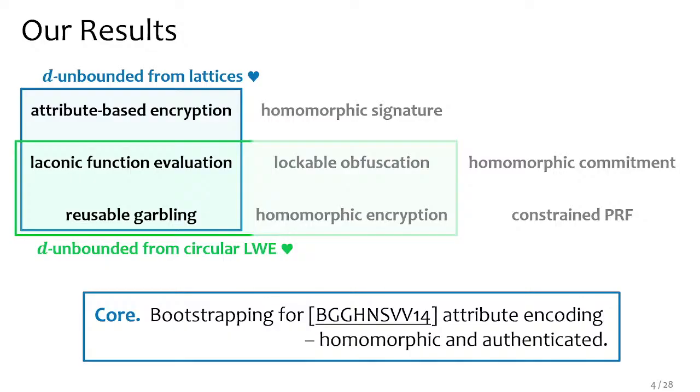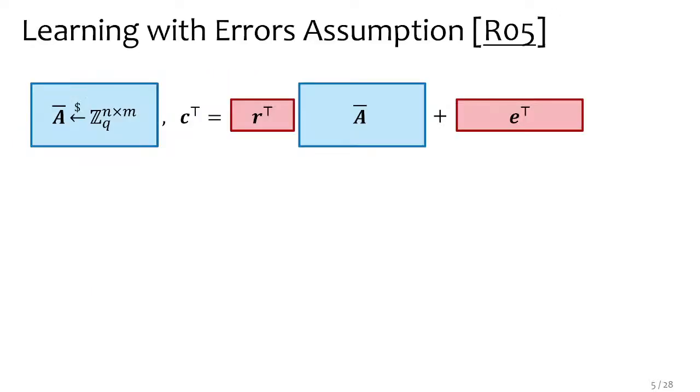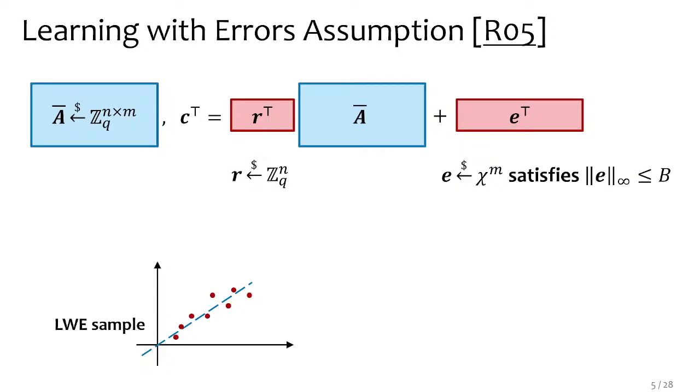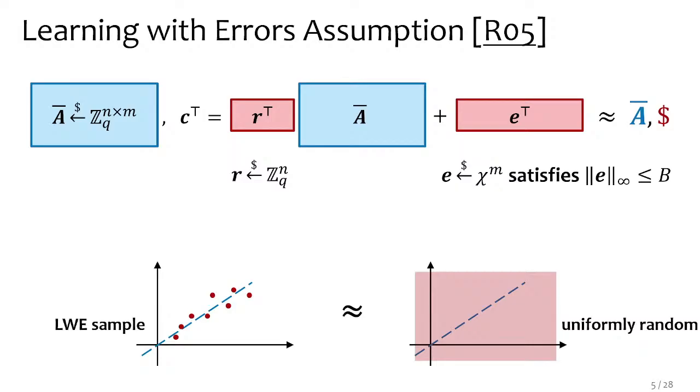Okay, so the learning with errors assumption. It says if you have a wide matrix and you take a random linear combination of its rows and you perturb it by a little bit, the LWE sample will look like this. It's close to some low-dimensional space. And here the errors are small. The LWE assumption says they are indistinguishable from random things. Namely, it's as if the LWE sample is everywhere.